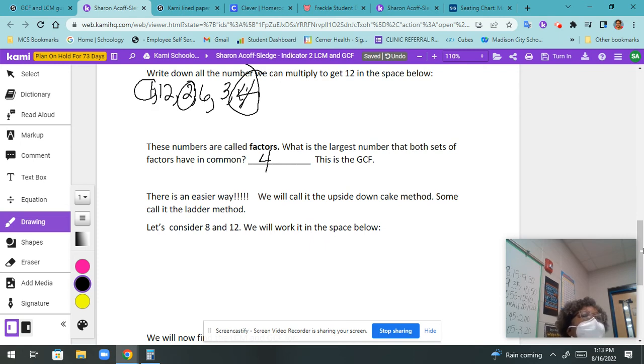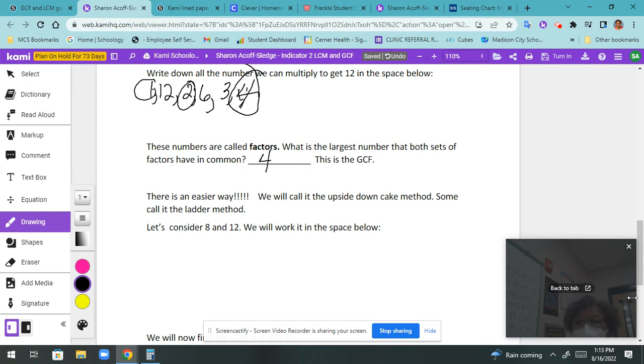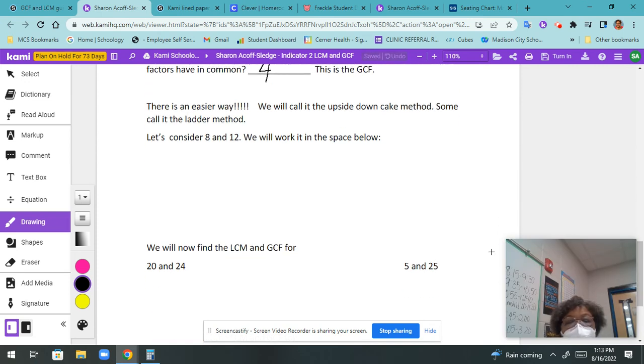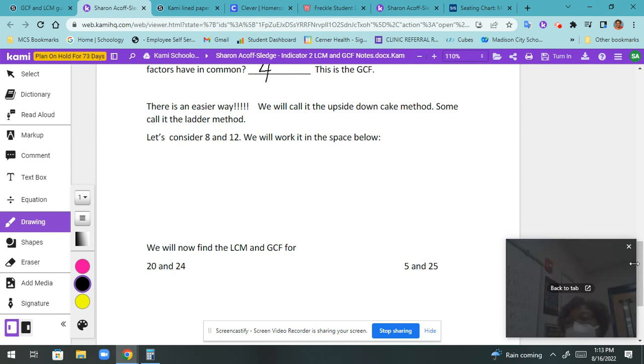But there is an easier way. Y'all knew I was leaving. I needed that to do that for dramatic effect. But there is an easier way to do these.